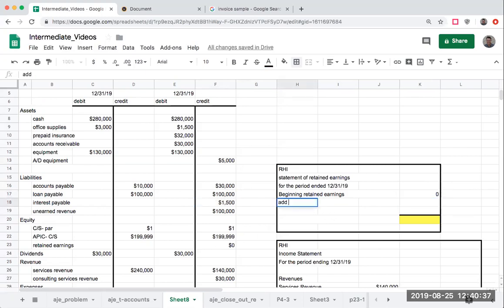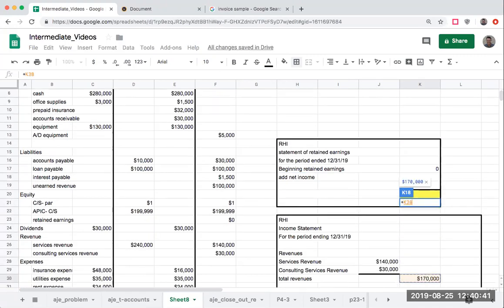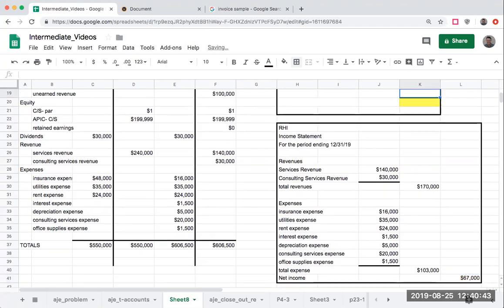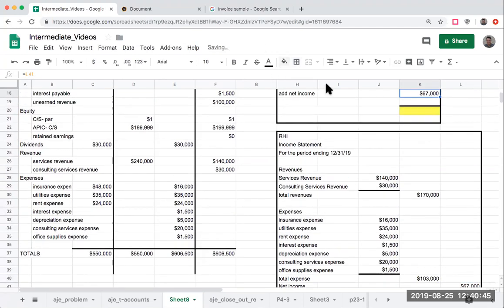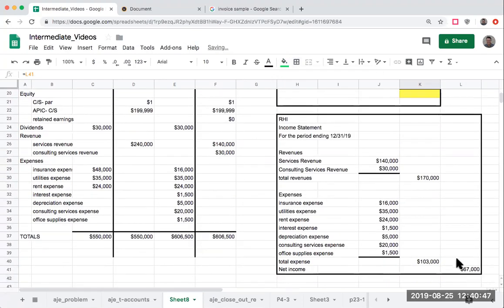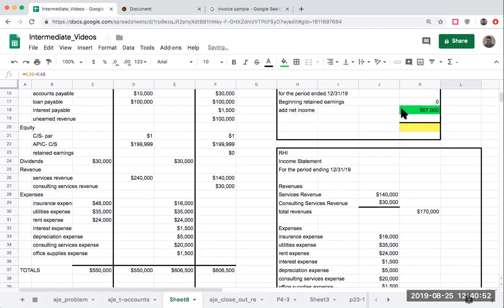We're going to add our net income, and our net income for the period, this is why we have to do the income statement first, is $67,000. So let's put a little green highlight there for all you fans of that 420 holiday. Okay, less dividends.